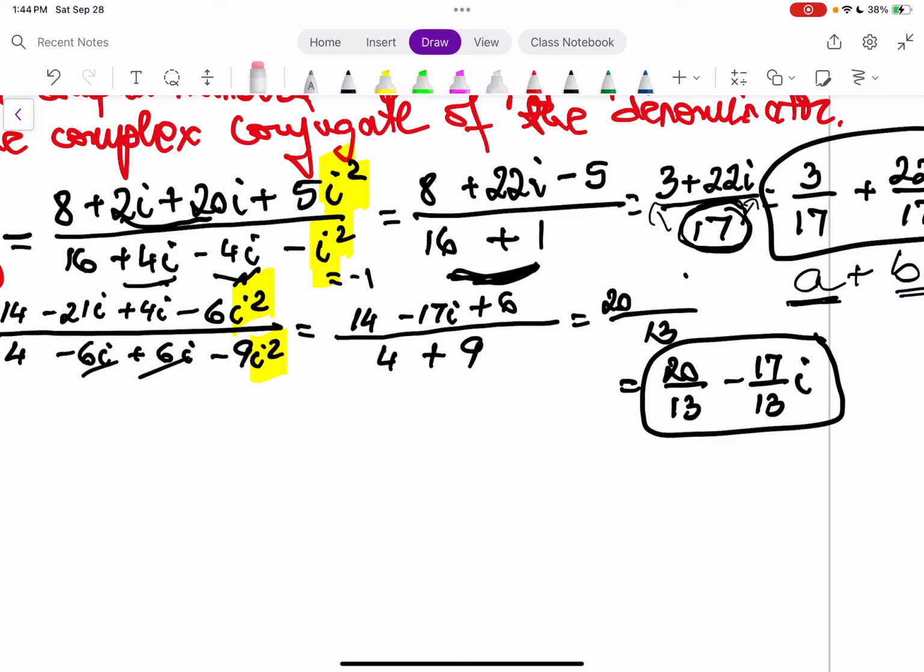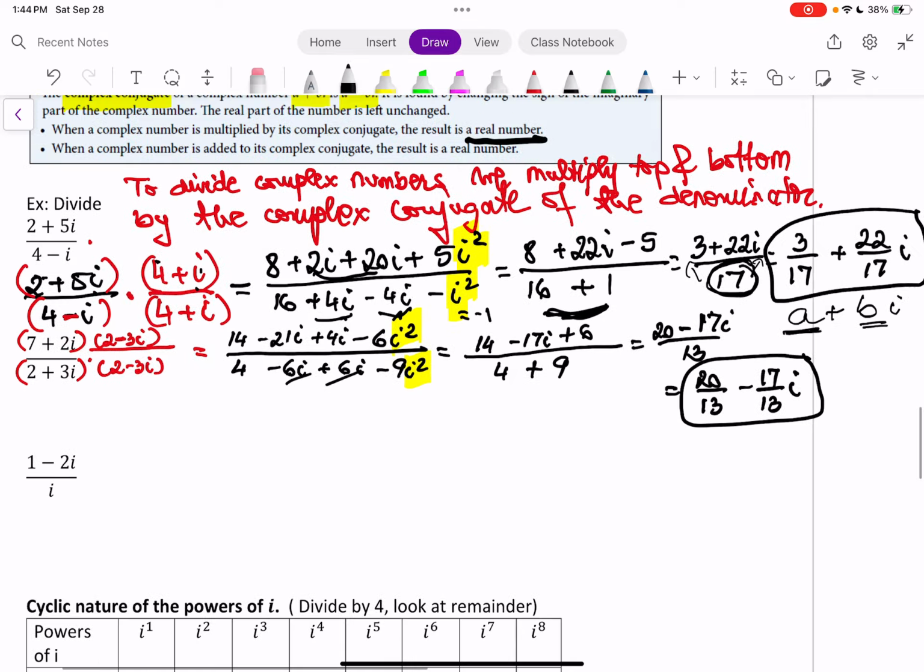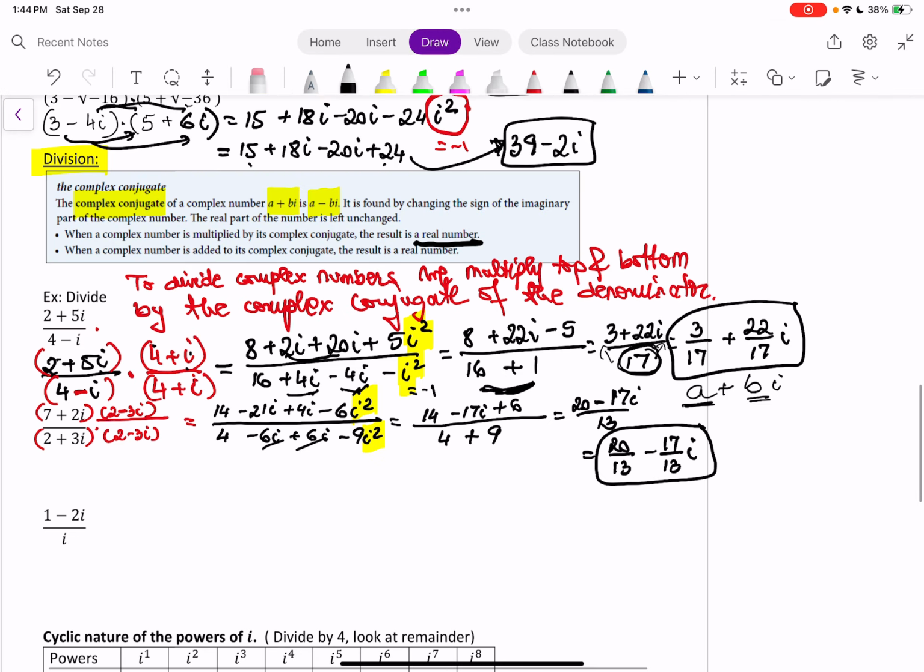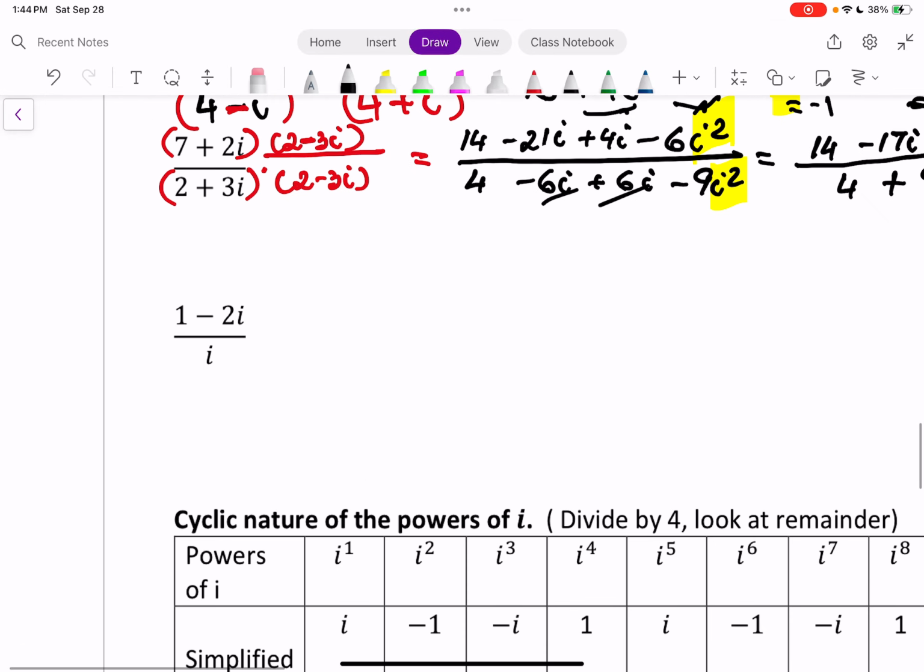This looks a little funny. All right, here's one more. This looks a little funny because you really have a 0 plus i here in the denominator. And the complex conjugate of 0 plus i is 0 minus i. Okay, you can write the 0 if you wish. But let's see what we get.